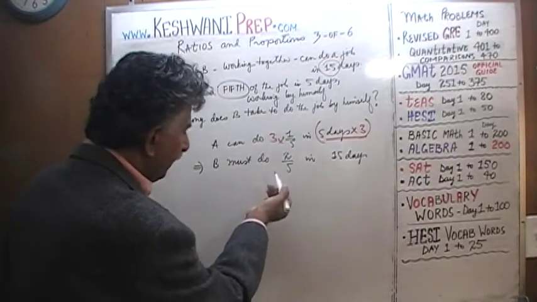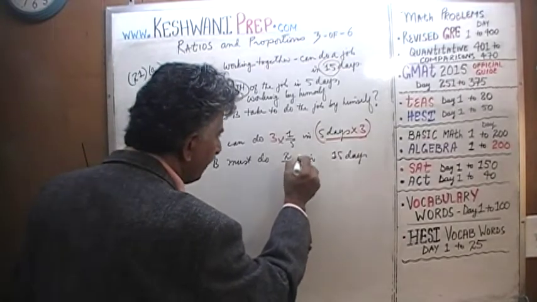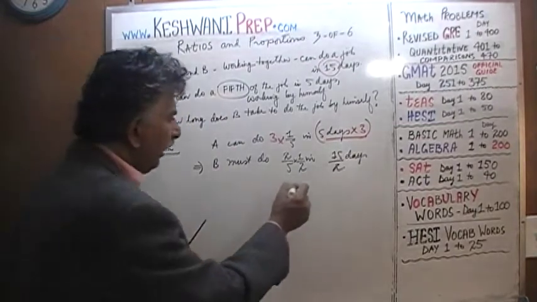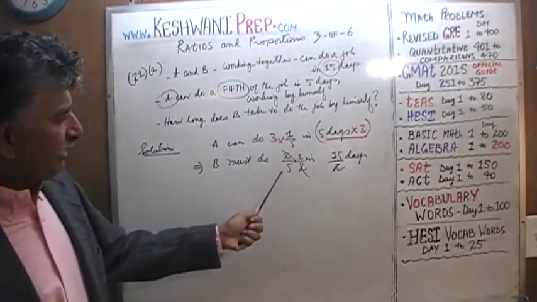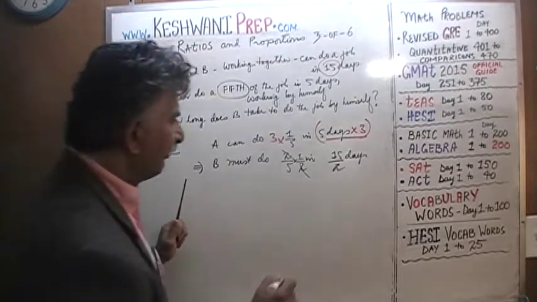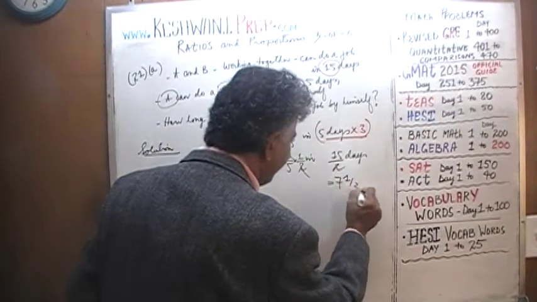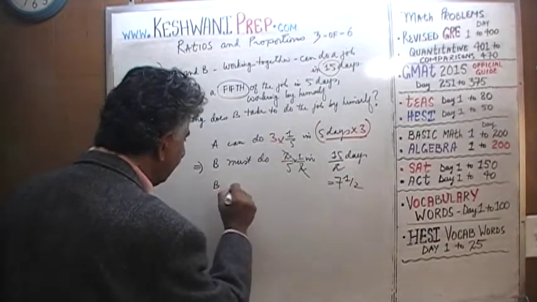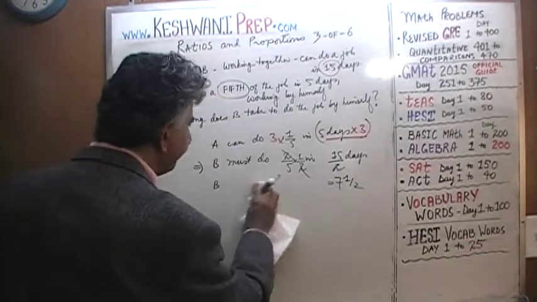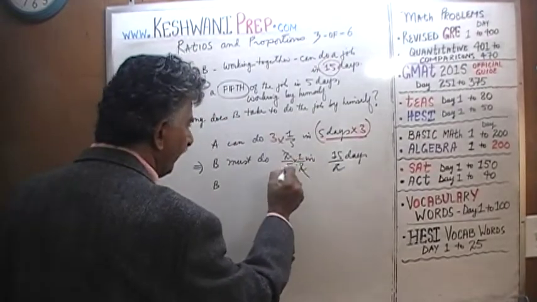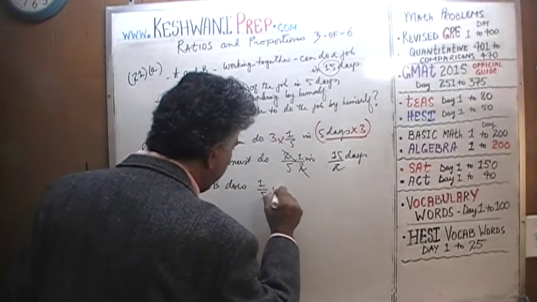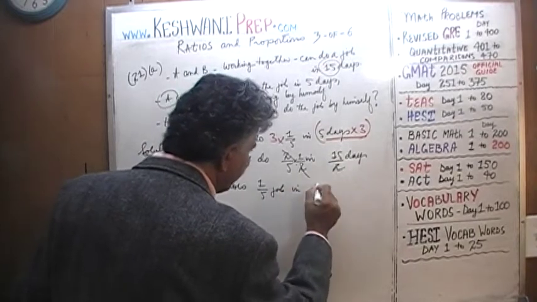Divide both sides by 2 if you like. I'm spelling it out. I shouldn't have to do it like this, but divide both by 2. And now we know that if he can do 2/5 of a job in 15 days, he should be able to do 1/5 of a job in 15 over 2 days, or 7.5 days. So we know now that B does a fifth of a job in 15 over 2, which is 7.5 days.